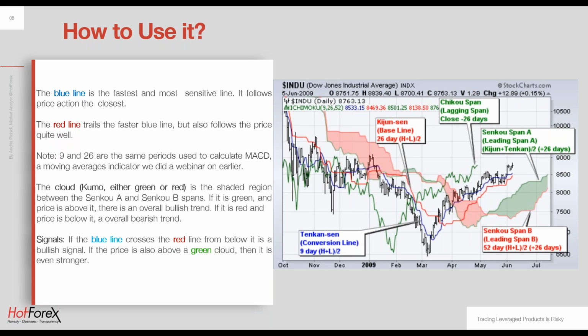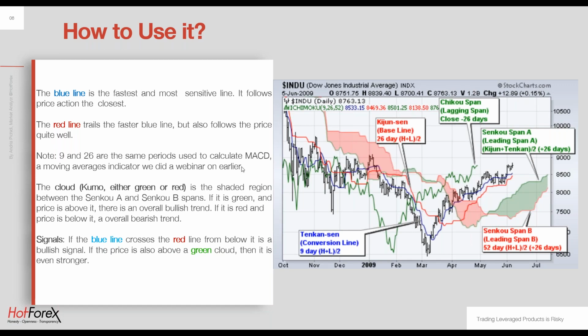So if the cloud is green, like here, and the price is above it, then this is a bullish signal. A green cloud with the price action above it is a bullish signal. It actually says that there is an overall bullish trend. If the cloud is red and the price is below it, which we can see here, not very clearly, but we can see it here. It was the very first signal, and here as well.